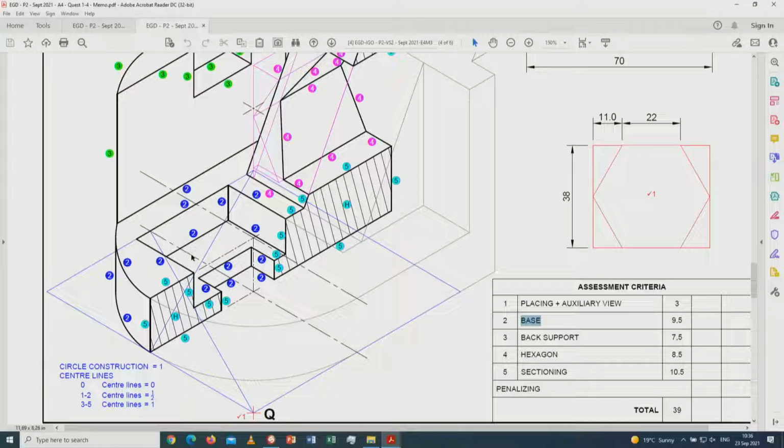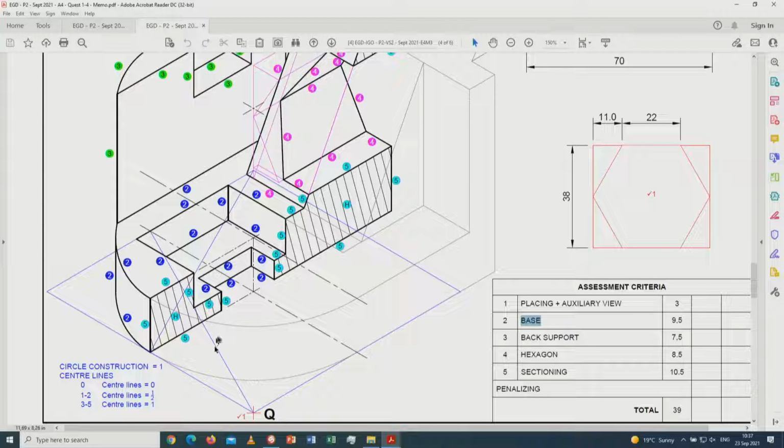the center lines. For 0 center lines, obviously it will get no marks over there. All right. And then for that part over there, it is 1 to 2 center lines, so maybe just the top, it will give a half a mark, and for 1, 2, 3, 4, and 5 center lines, you will get 1 full mark for that part over there. All right, so that's the base.